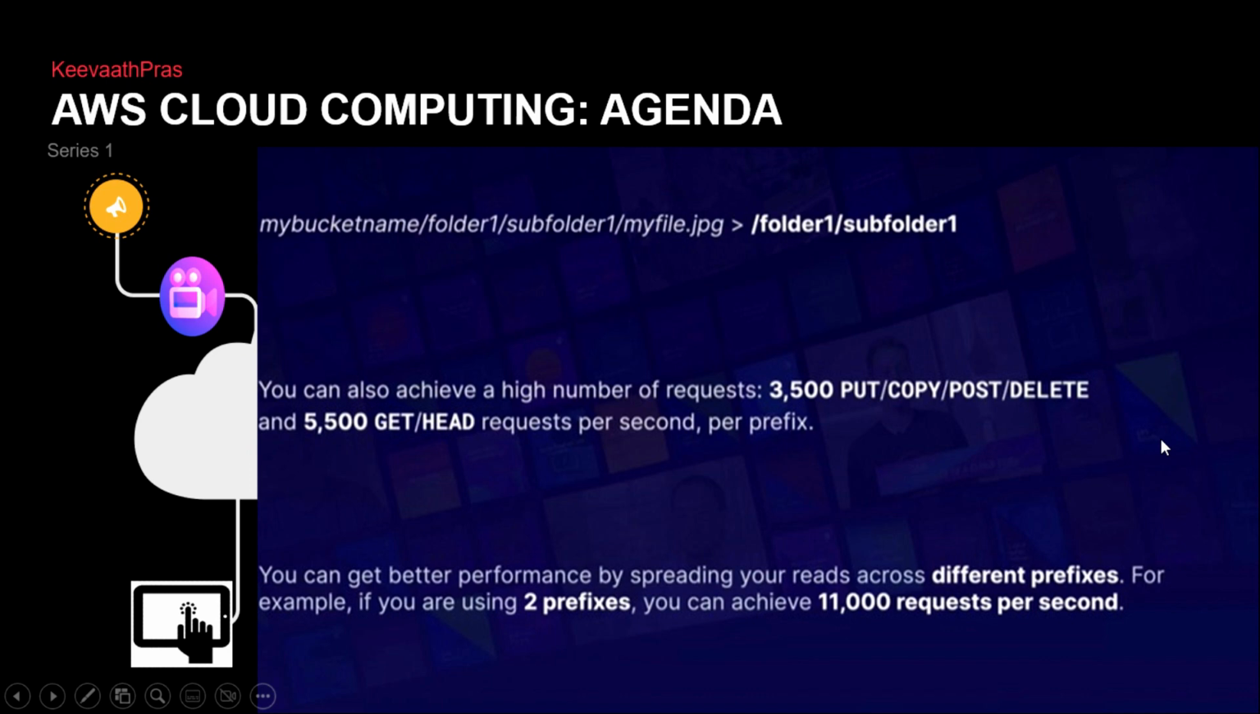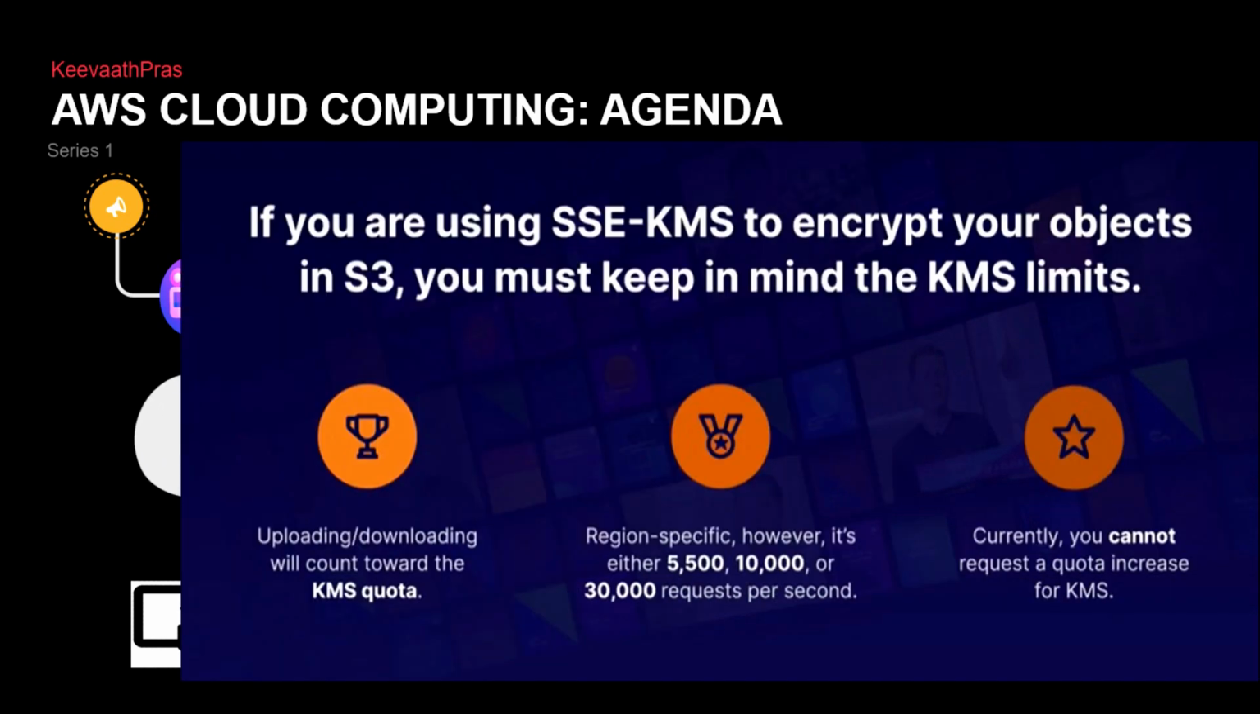All right, so what did we learn? 3500, what is that? PUT, COPY. 5500, what is that? GET and HEAD. If you want 2 prefixes, 11,000; 4 prefixes, 22,000 requests per second. And then what are the limitations of Key Management Service?